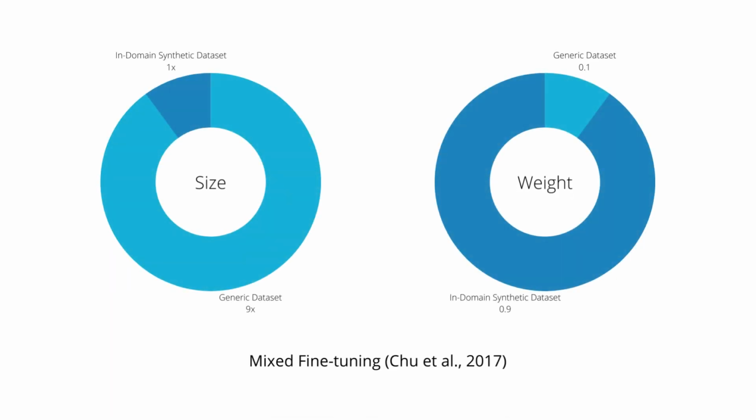Finally, we apply mixed fine-tuning to the baseline machine translation model. In other words, we continue training our baseline model on a mix of the synthetic bilingual in-domain dataset we got from the two previous steps, and a randomly sampled portion of the original generic dataset, oversampling the synthetic in-domain dataset.